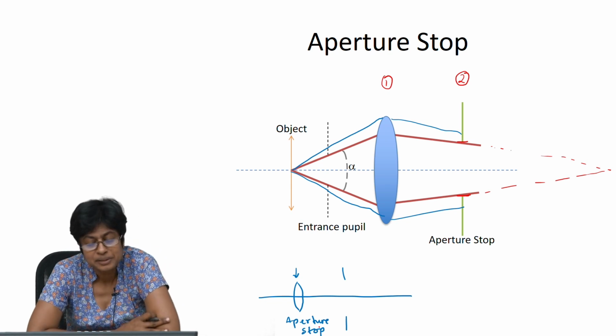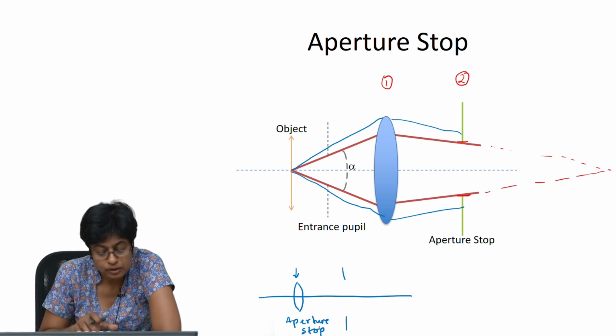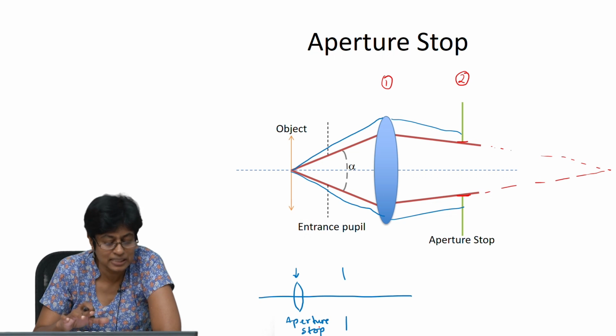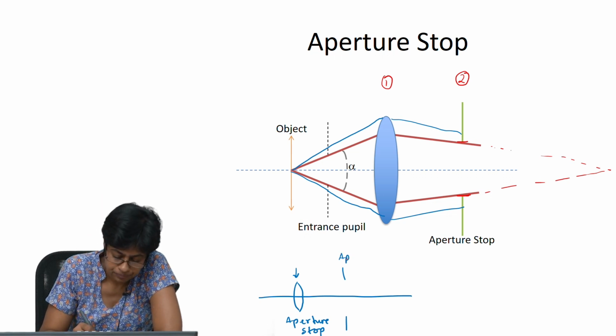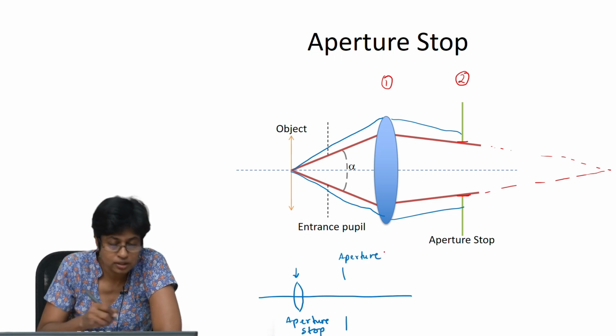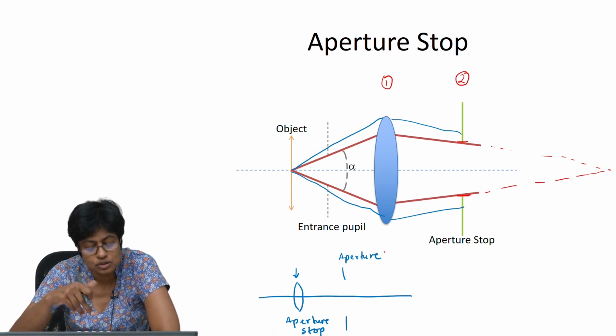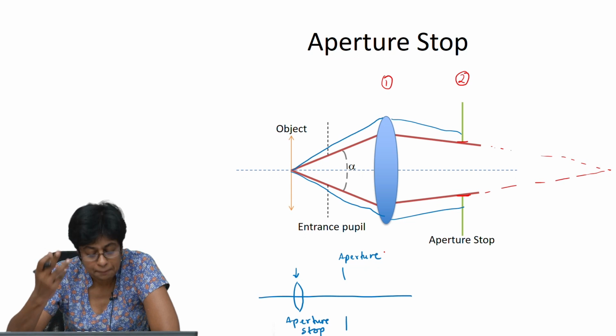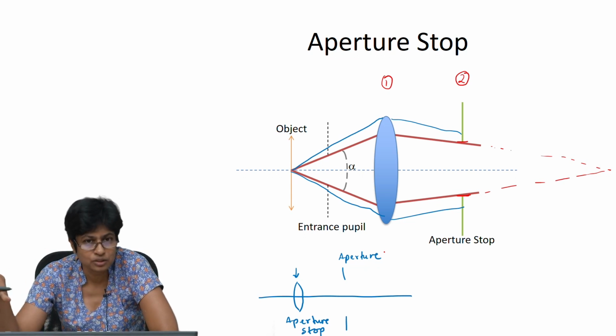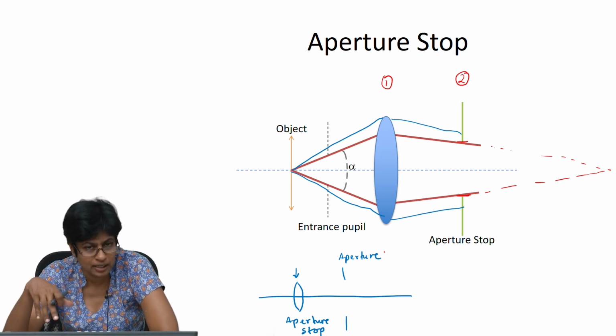Now, in this particular example, I have drawn the aperture diameter slightly larger. This is also an aperture. It's just not the aperture stop. And I have drawn the diameter slightly larger so that it's easy for you to imagine that what limits the light through the system is the lens and not the aperture.